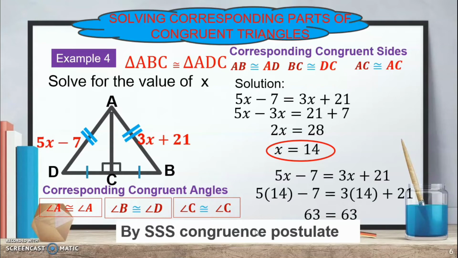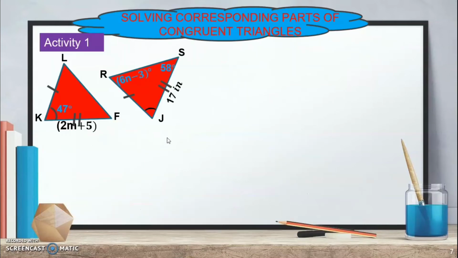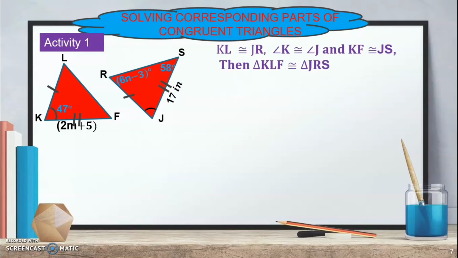By SSS congruence postulate, kasi sides yung inano natin. Okay. For our activity, nasa SSLM ninyo, Activity 1, given ay yung triangle KLF and triangle JRS. KLF, then triangle JRS.